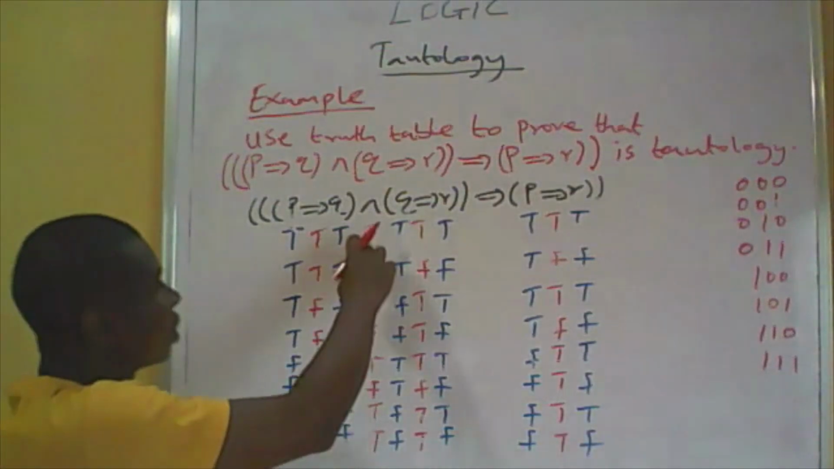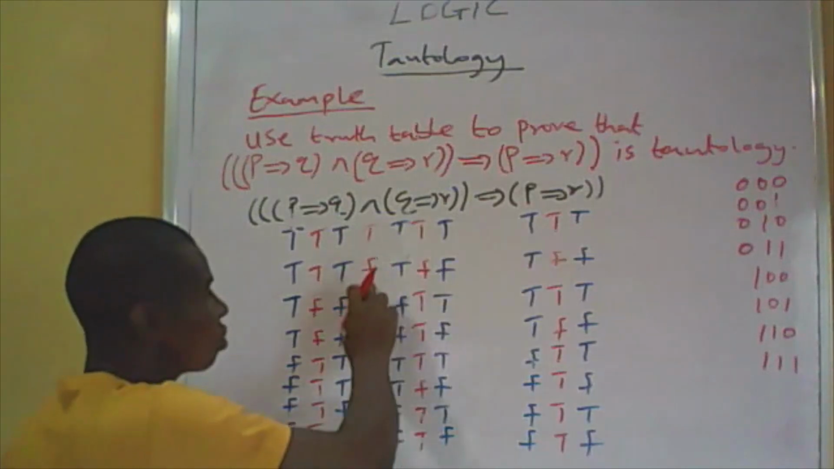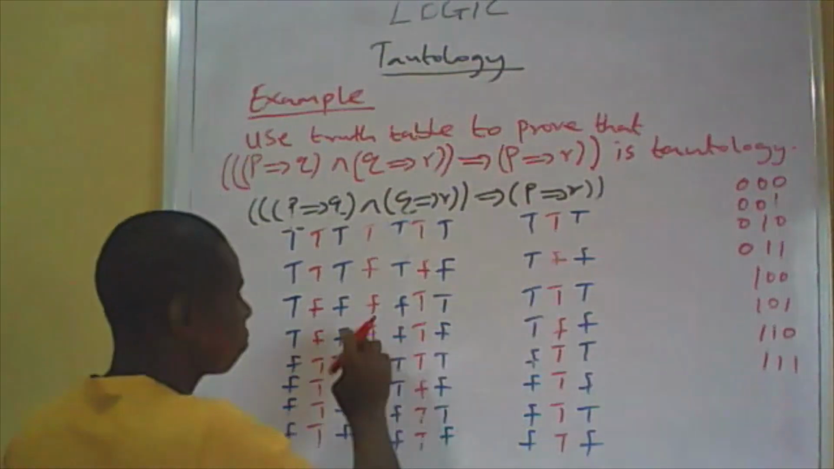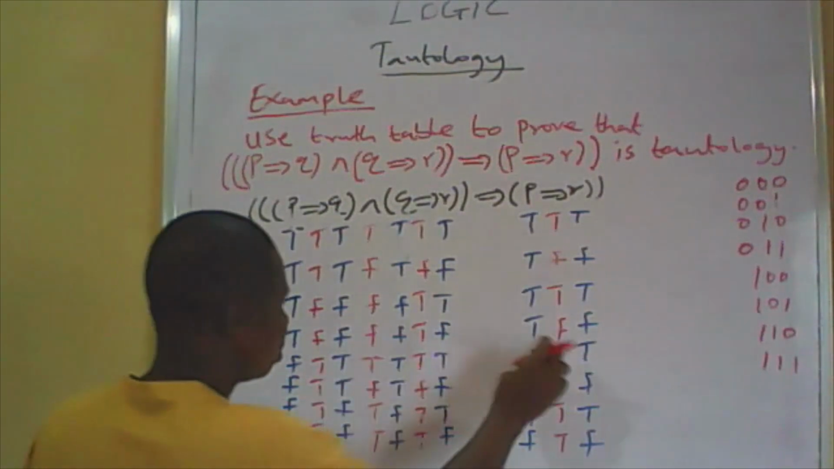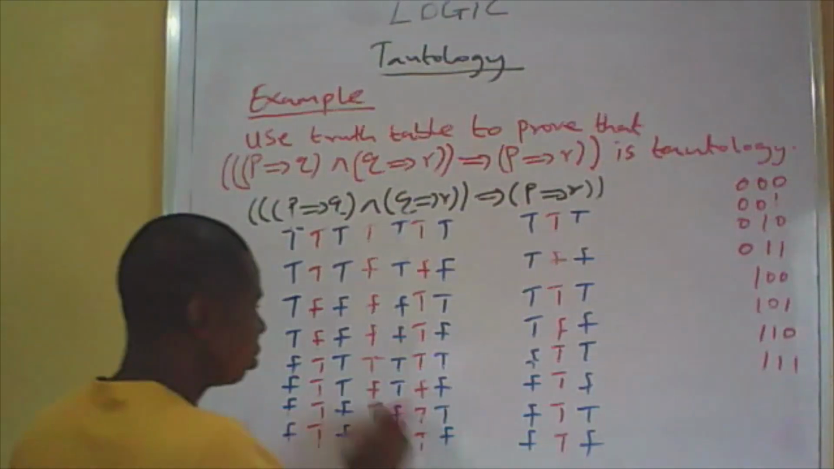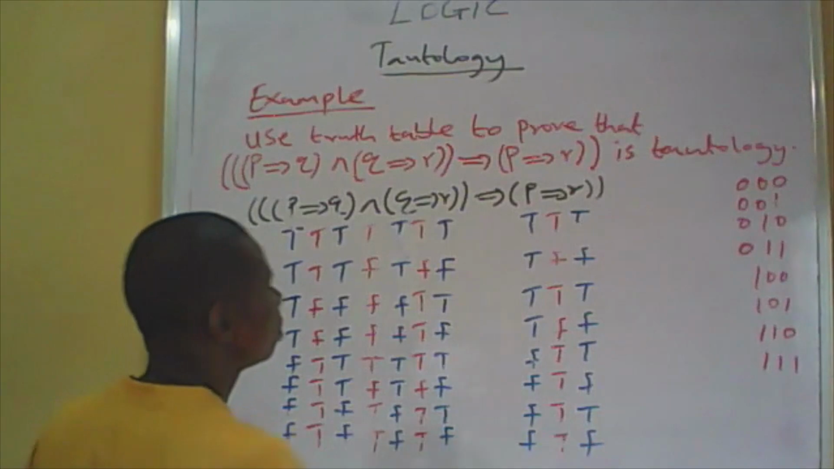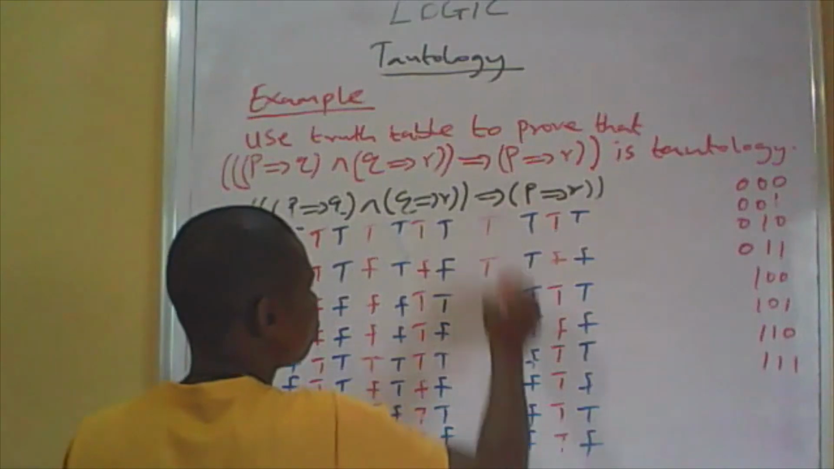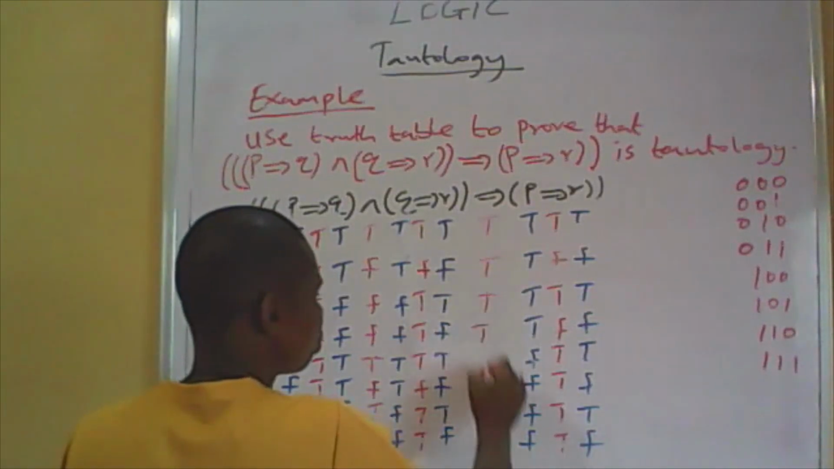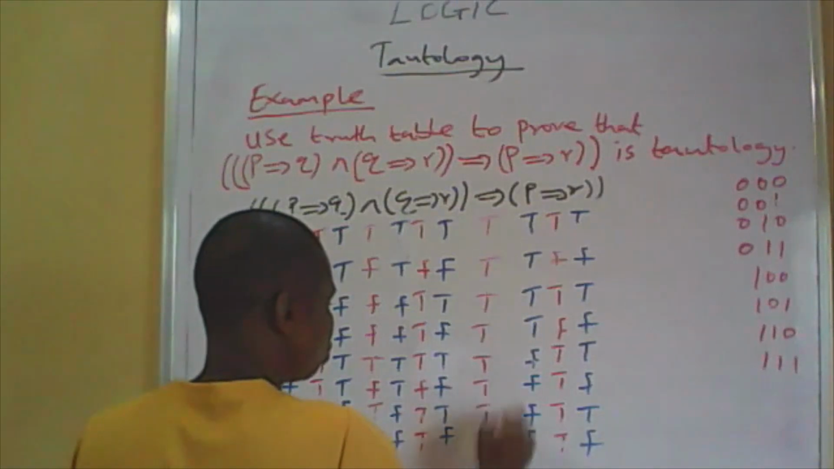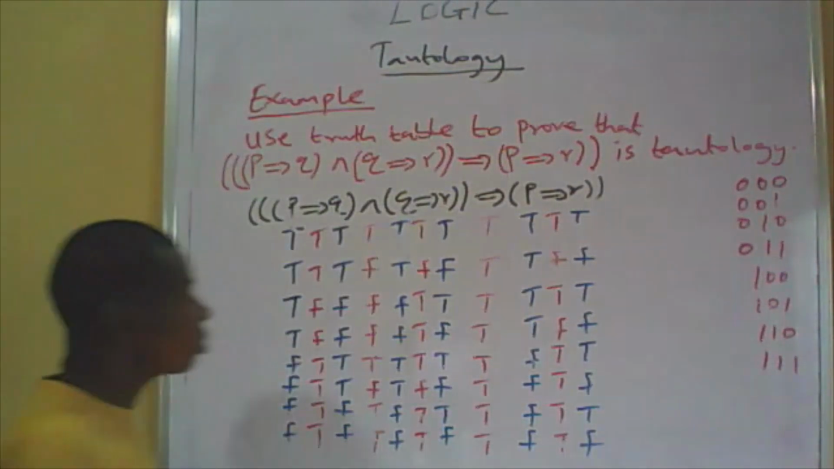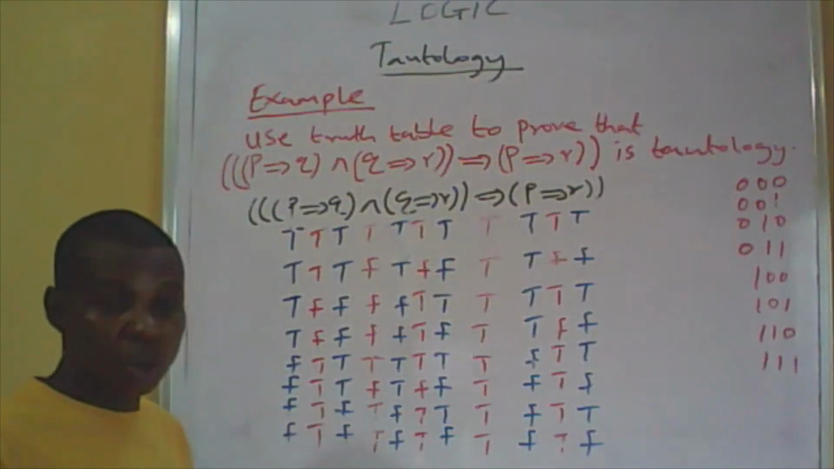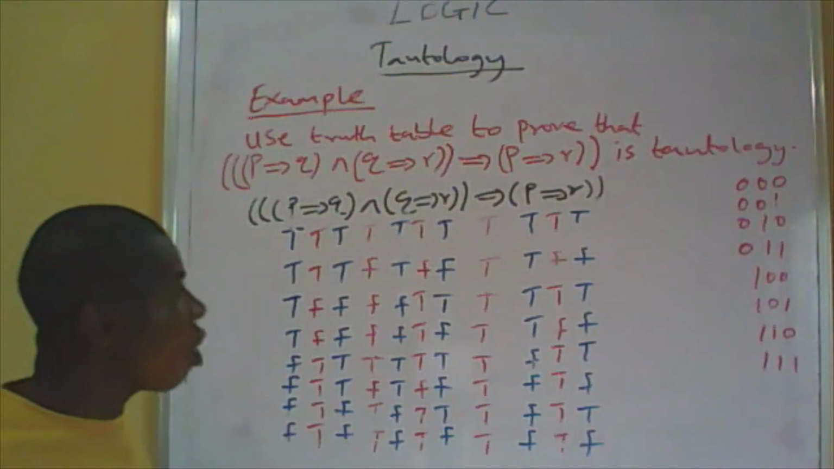So here we have T, no, false, false, no, false, T, no, false, false, no, T, no, false, T, no, T, no, T, no. That means they are all truth. That means here is truth, truth, truth, truth, truth, truth, truth, truth. That means the statement is being evaluated to be truth. All the truth valuations for the statement form are all true.